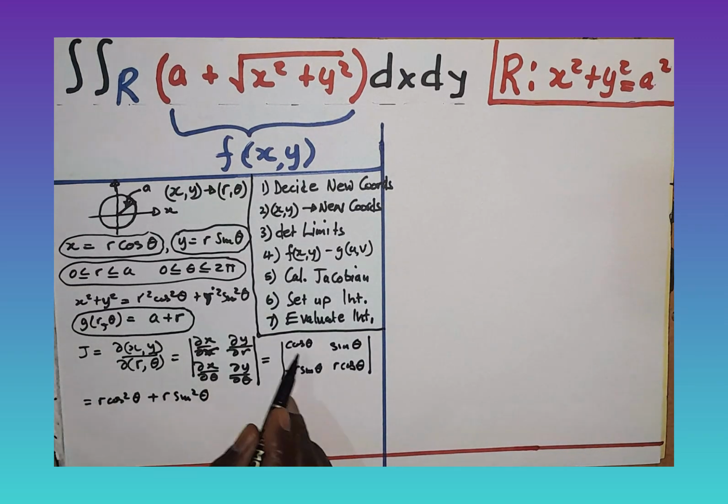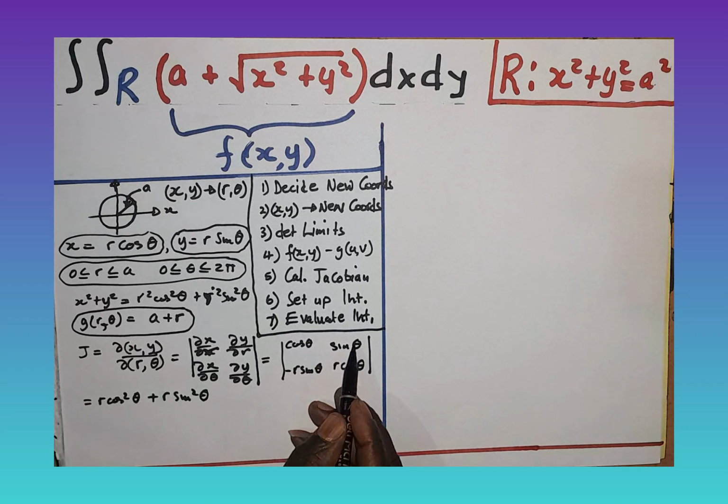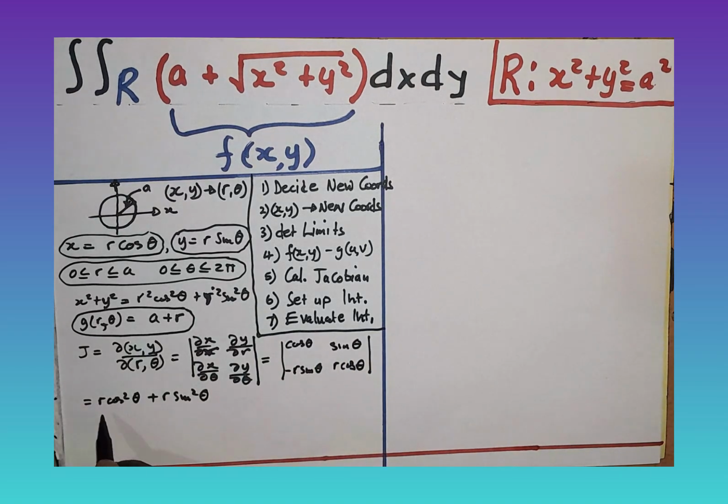Read it carefully. Cos times cos is cos squared theta multiplied by this r. It becomes r cos squared theta. Here it becomes r sine squared theta. It's a plus here because we are subtracting this, and this is a minus. So again, from trigonometry, this just gives us r. So our J is equal to r. Our Jacobian of the transformation is r.